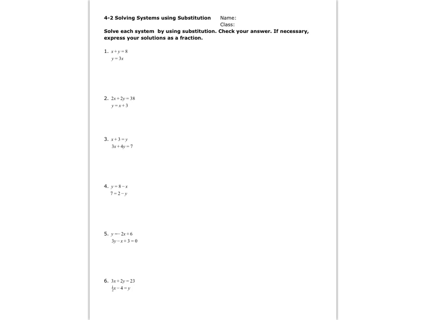Today, y'all are going to solve some systems of linear equations by substitution. I'm going to do a couple of these problems with you. This assignment is due at the end of the class period.